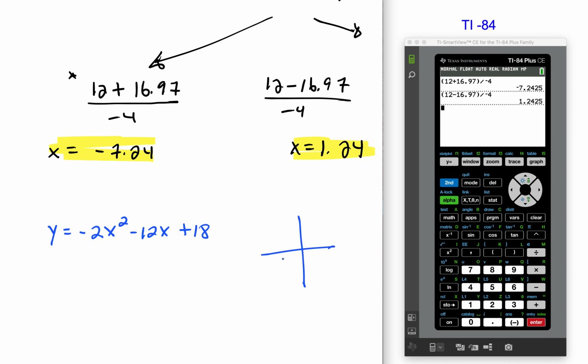So if the graph looks like this, we're going to find the x value that corresponds to this point. So we're going to find that value first, which would be right here. So we're going to find that right now.